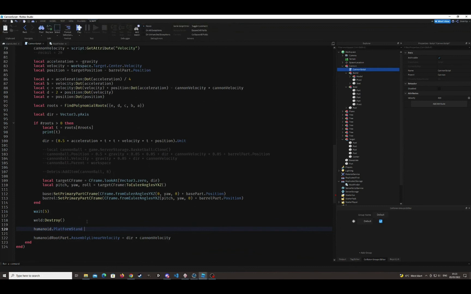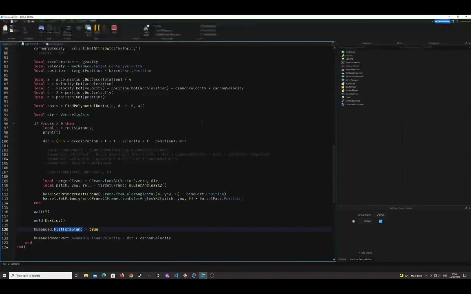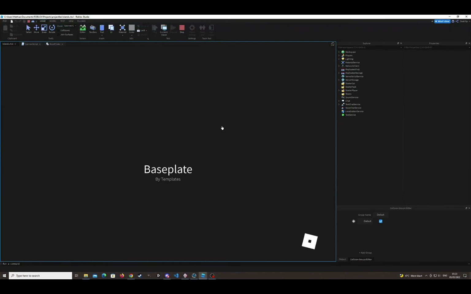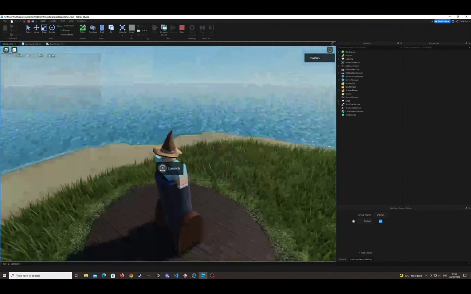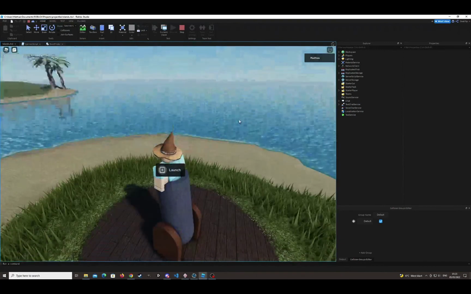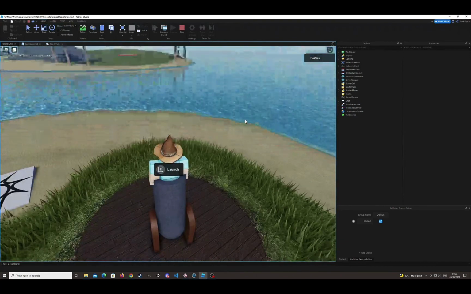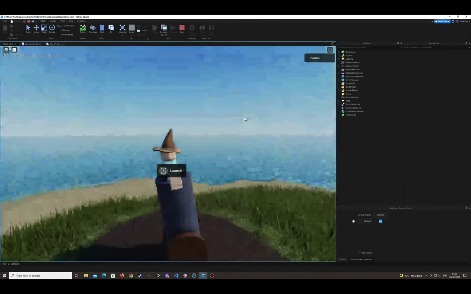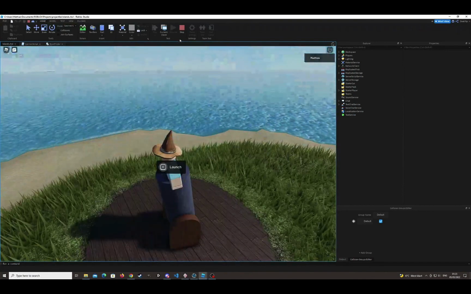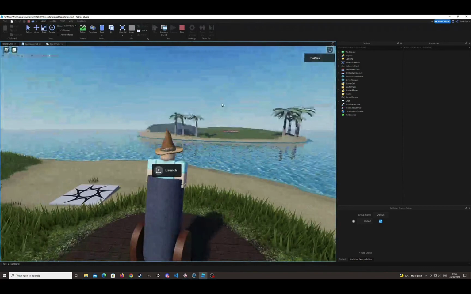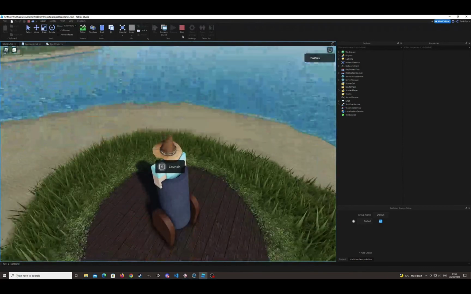Isn't that a property of the humanoid? It could have been deprecated, actually. I don't know. Try it. Okay. Well, I'm platform standing, at least. What on earth is platform stand?